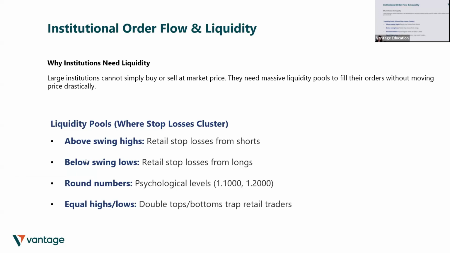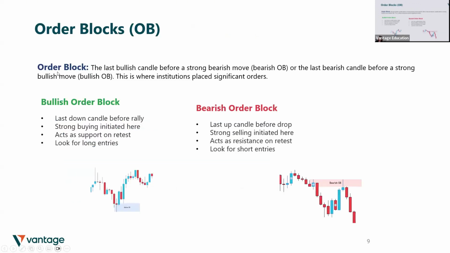Okay, we're going to look at that later. We will talk about the order block, or OB. The OB is the last bullish candle before a strong bearish move, which is the bearish OB, or the last bearish candle before a strong bullish move, which is the bullish OB. This is where institutions place significant orders.